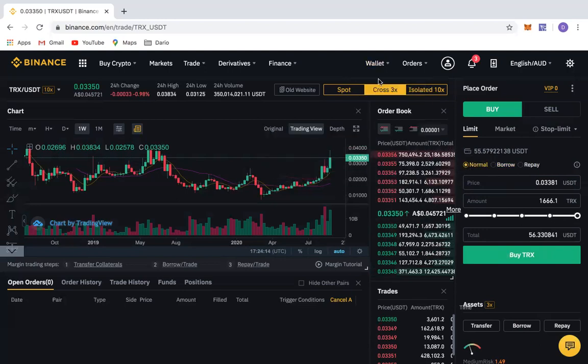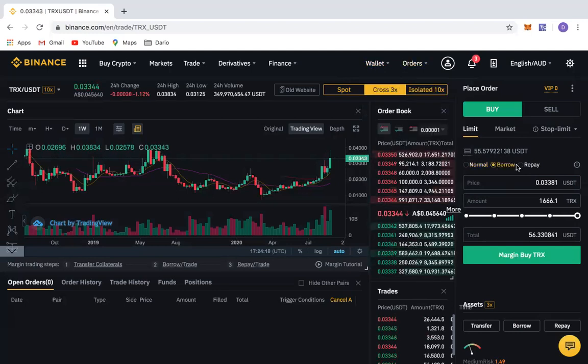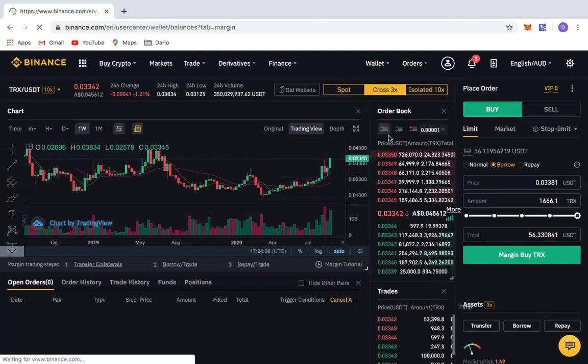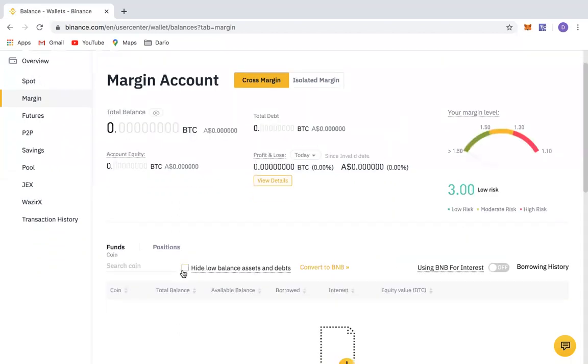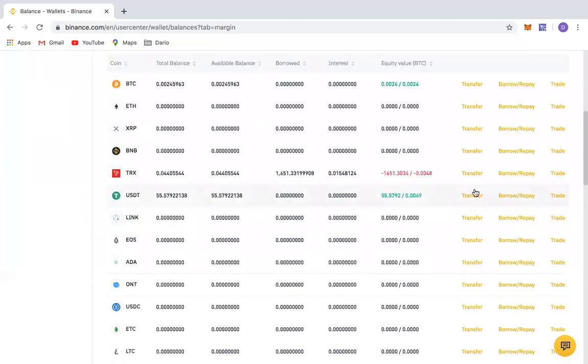So I hope that makes sense to you guys. So you can do it this way. You can borrow repay here, which is basically like you're constantly on 3 times margin, or 5 times if you get the verification, or you can go into wallet margin and you can borrow whatever cryptocurrency you want here. Under this tab, you can scroll down and you can borrow.